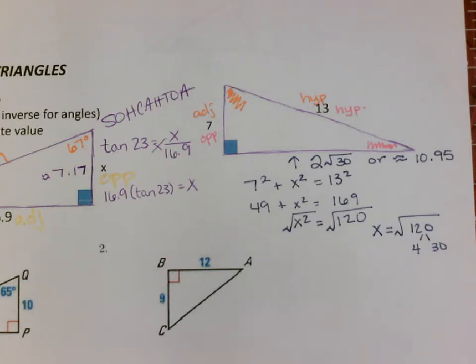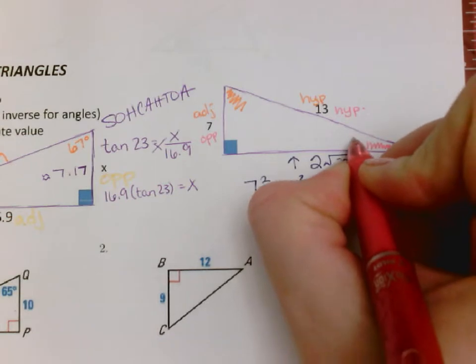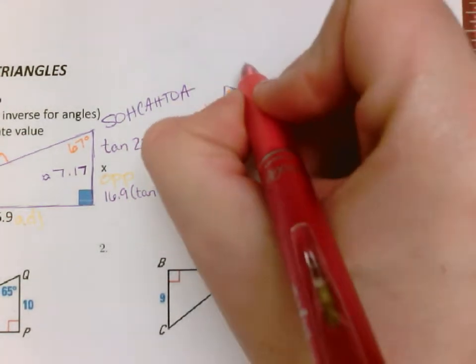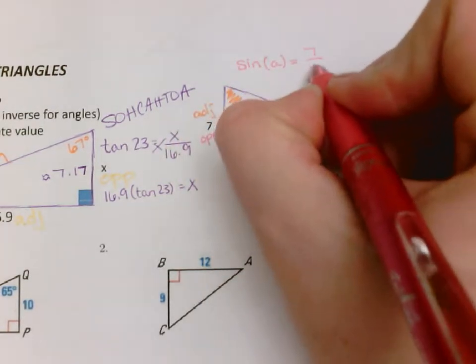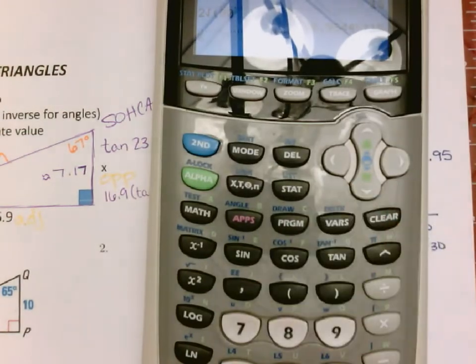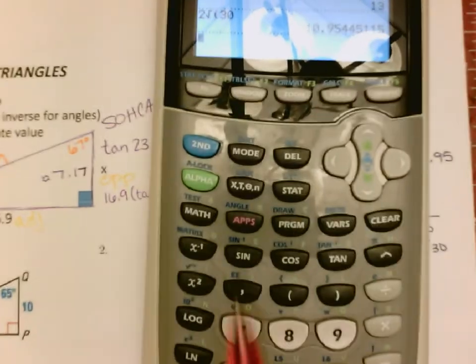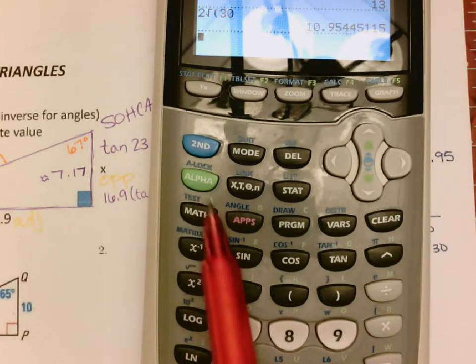So what I would do is I'm going to say I want to use sine first. I'm going to put this as angle A. So I would go sine of angle A equals 7 over 13. In order to undo the function of sine, we have to take the inverse of sine. To do the inverse of sine, to find the angle measurement, we're going to use the sine button on our calculator, but we're going to use second to get to sine inverse.